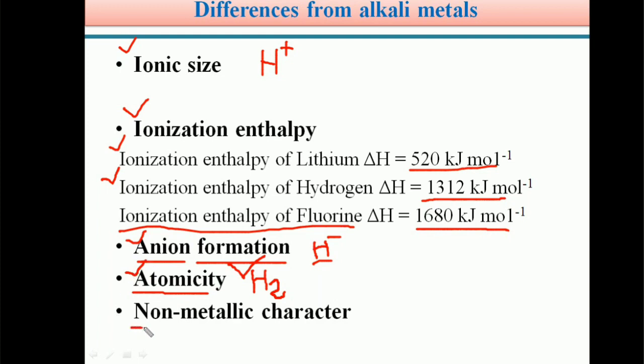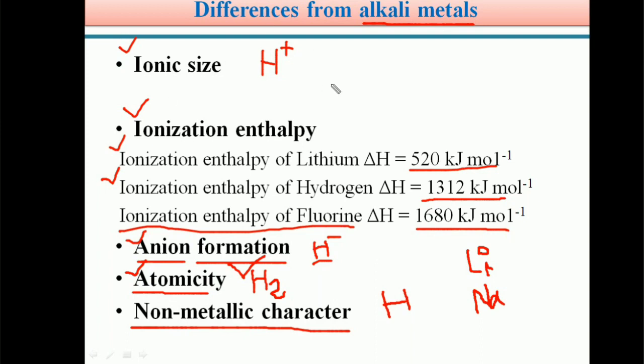Next one is non-metallic character. Students, we know very well hydrogen is a non-metal. But alkali metals, 1A group elements, are metals. If you see lithium, sodium, potassium, rubidium, all these are metals. But hydrogen is a non-metal. So students, these are the differences between hydrogen and alkali metals.